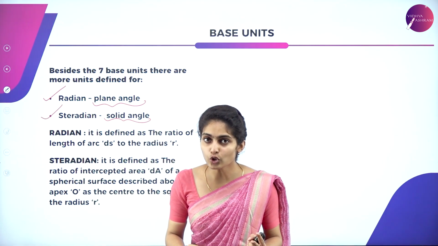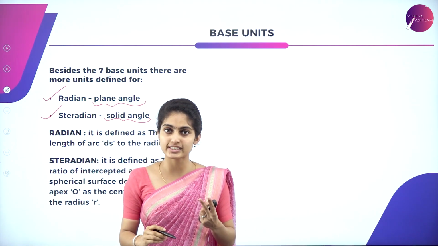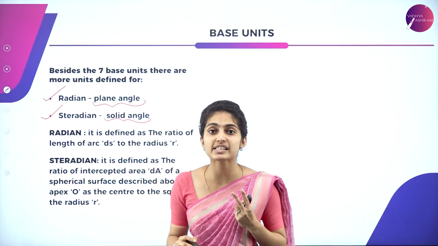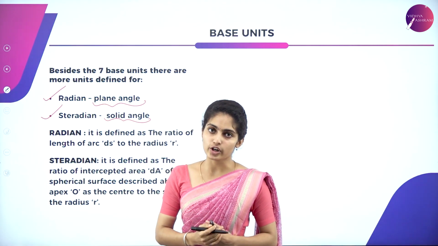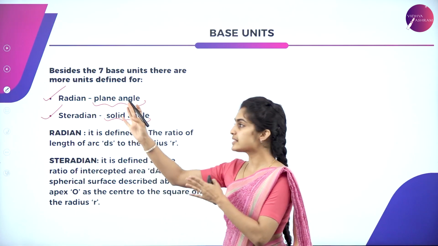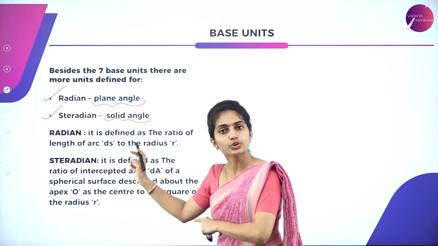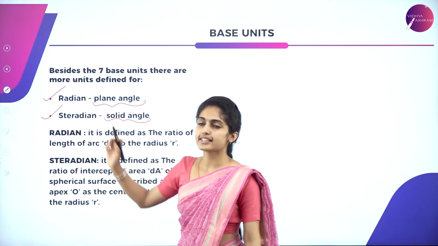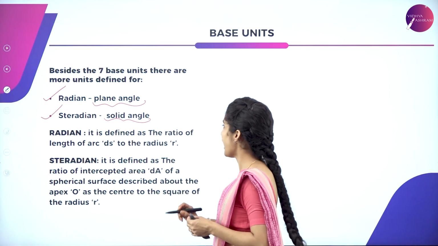So there are 2 units besides the 7 base units which are used to represent angle, that is plane angle as well as solid angle. In order to represent plane angle, it is said to be radian, and in order to represent solid angle, it is said to be steradian. So let us study about the plane angle.